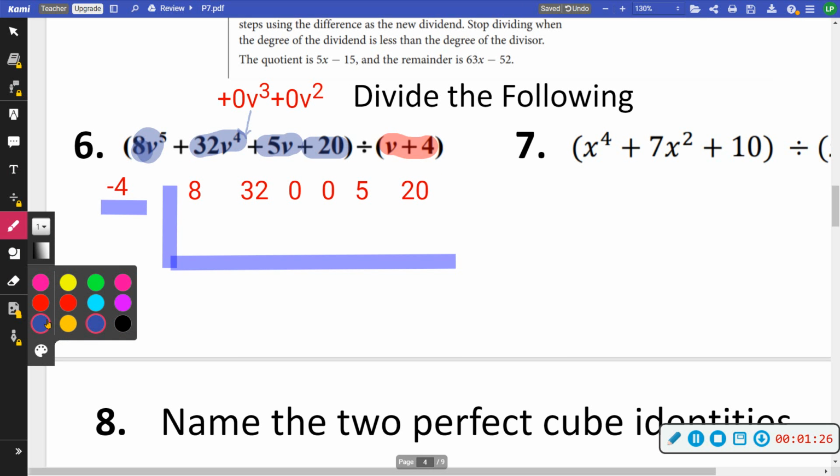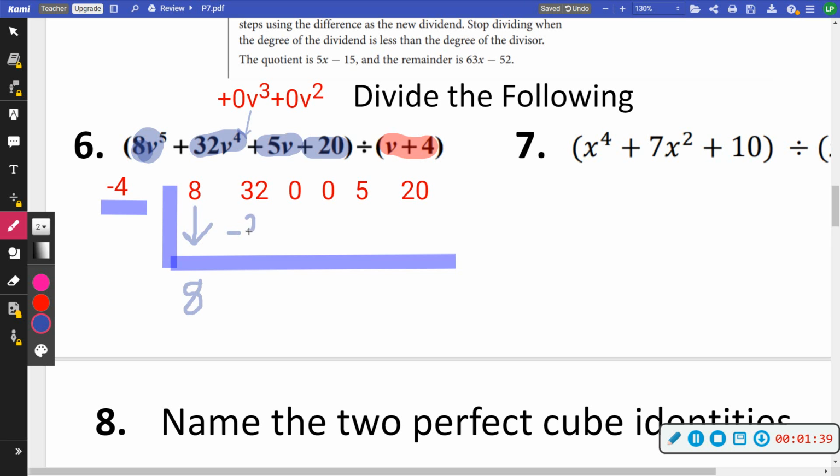Now from there is not too bad. You bring down the first number. That's 8. You take 8 times -4, that's -32. You add those two, add to 0. 0 times -4, that's 0. 0 plus 0 is 0. 0 times -4 is 0. 0 plus 0 is 0.